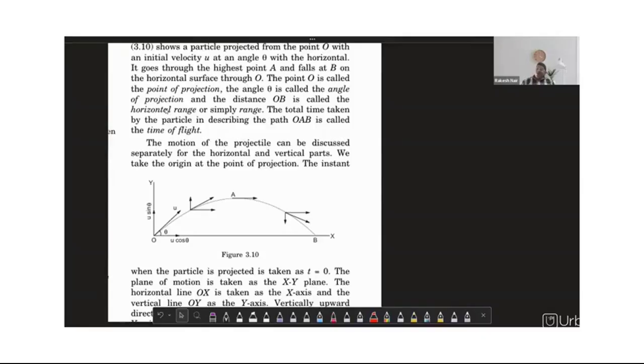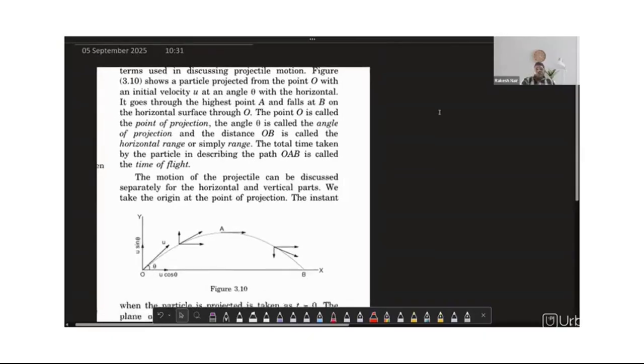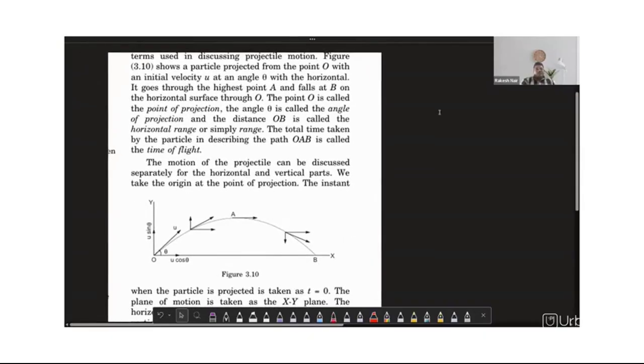Welcome to today's session on projectile motion. This is from the topic of motion in 2D and is one of the highest weighing topics from an exam perspective, even for CBSE and competitive exams. The results are used widespread everywhere.